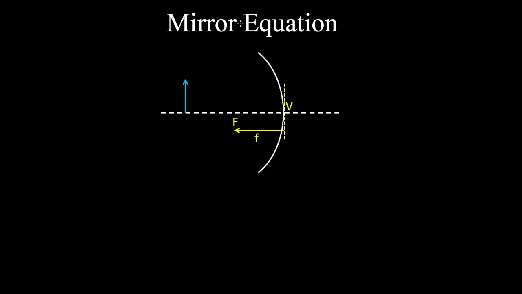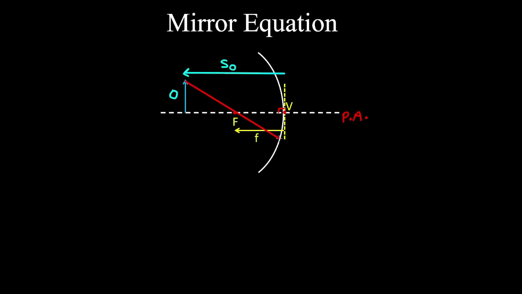Let's derive the mirror equation using a concave mirror, and we'll use a sign convention to be able to apply it to convex mirrors. So consider a concave mirror with a focus at a distance f from the vertex, and we have the principal axis being normal to the mirror, and we consider this object at some distance S_O measured from the vertex of the mirror.